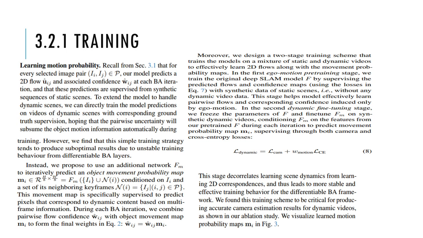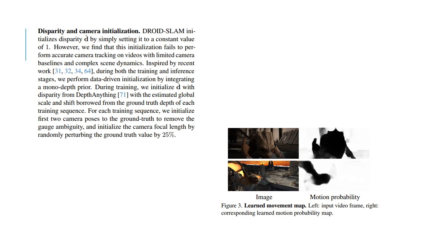Now, what is training? Training I already discussed: disparity and camera initialization, with Dryad-SLAM image motion probability. During training, how disparity from Depth Anything is used, and how training sequences for two cameras are processed to remove ground truth ambiguity, and the focal length ground truth value is perturbed by 25%, is also covered.